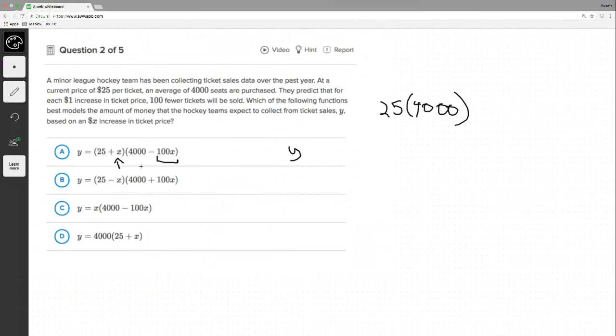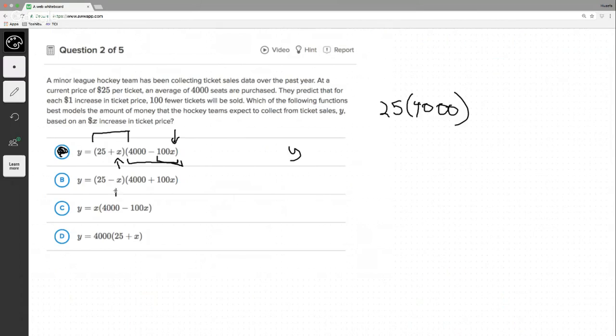Now, just looking at this, I'm going to have to think about this for a second, but I believe A has got to be it because look, this is the only equation where we've got the modeling of ticket price going up. And then we've got here, the number of tickets being sold goes down by 100. Ticket price goes up by 1, this goes down by 100. Ticket price goes up by 2, this will go down by 200. So you can kind of see this is the only one that makes sense.